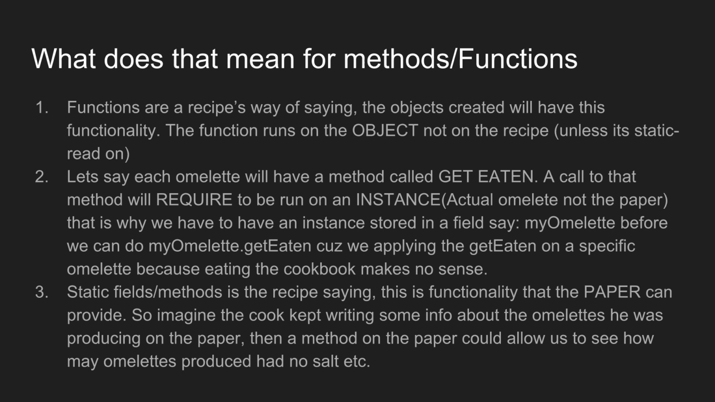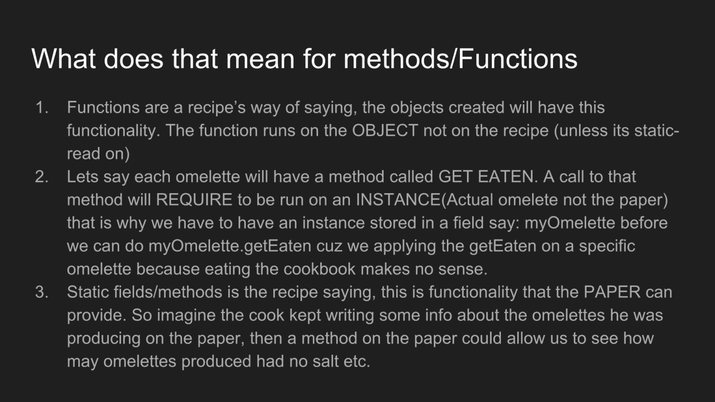Now, static fields and methods. Okay, so that is the counterpart to that fields thing. The static methods are basically functionality that the cookbook is providing, or the paper is providing. So, in other words, you have a certain set of information that, if you remember, the cook has been writing on the paper.